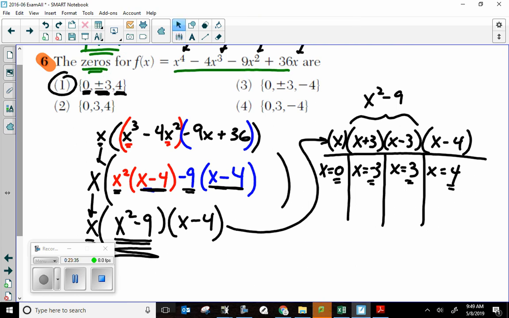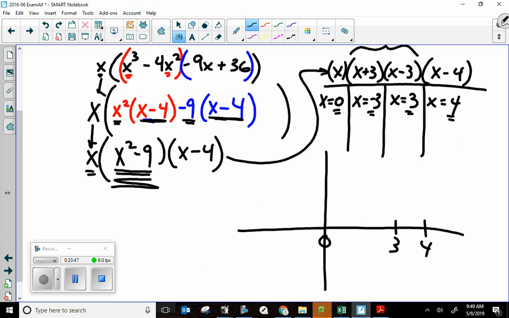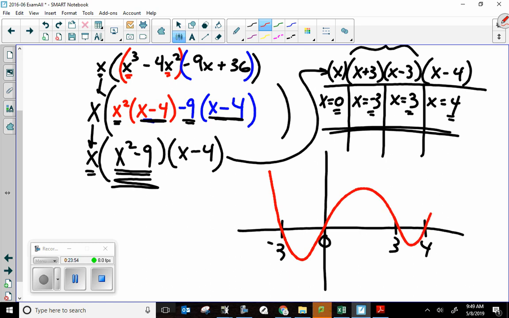That is your answer. Now, I said you could solve this graphically, and I'm not going to do it in the calculator. But if I were to graph this, here's 4, here's 0, here's 3, here's negative 3. Those are all our answers, right? If I graph this, it would look like this. It would cross the x-axis at negative 3, 0, positive 3, and positive 4. So that's how I know, graphically, what the answers would have been.